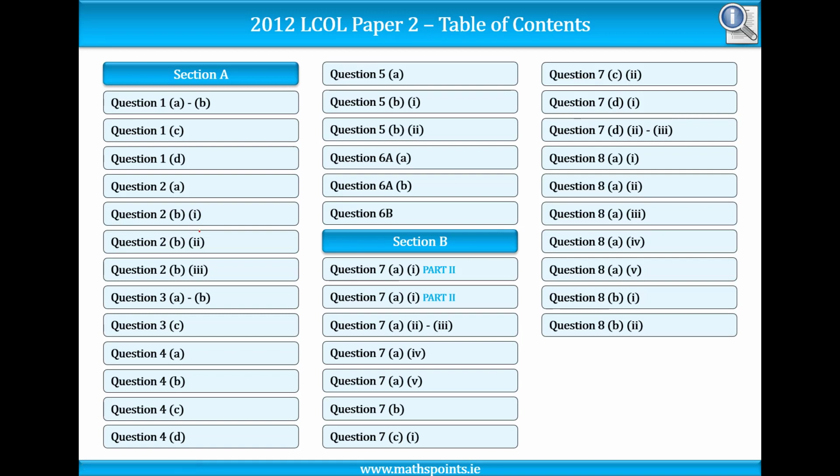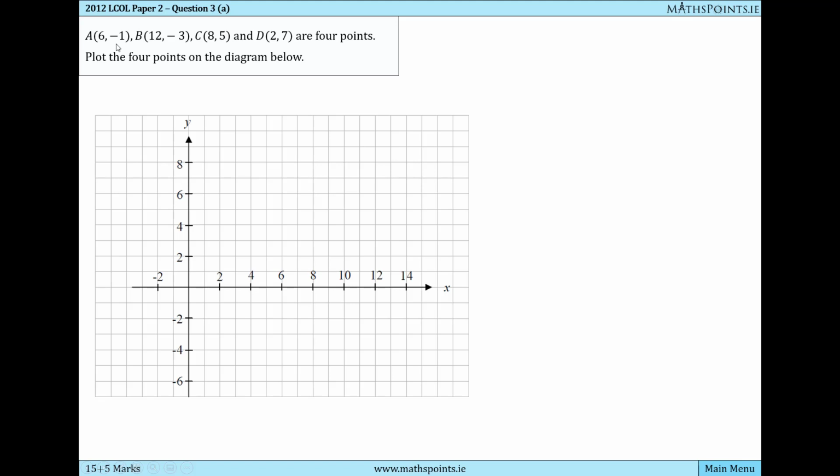So we're going to take a look at a coordinate geometry of the line question from the 2012 Leaving Cert Ordinary Level paper. So this is question 3, and we're asked to plot the points A, B, C and D on the diagram below. So if we want to start by plotting the point A, A is over 6 on the x-axis, and then minus 1, which means goes down 1 on the y-axis, and that's the point A.